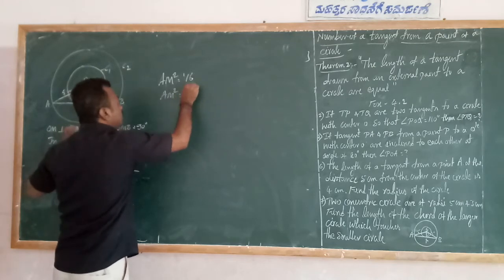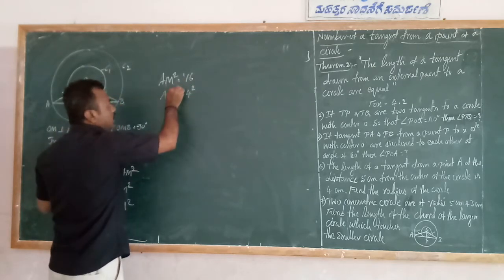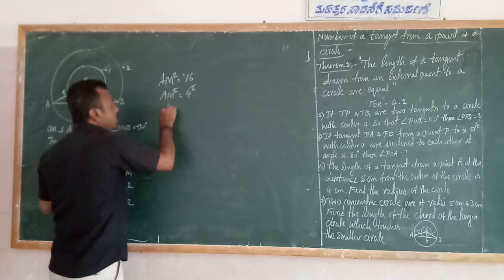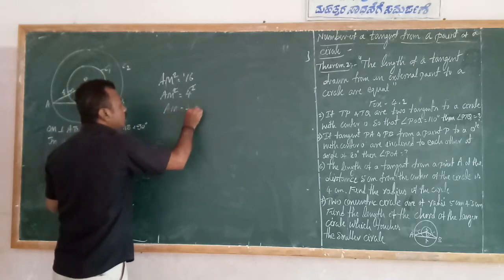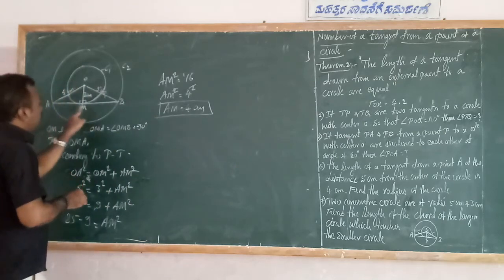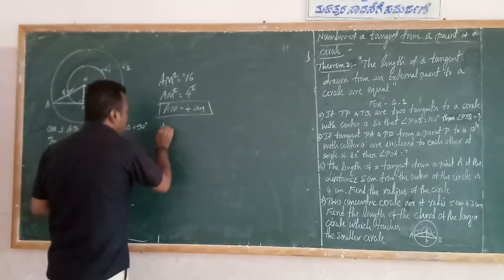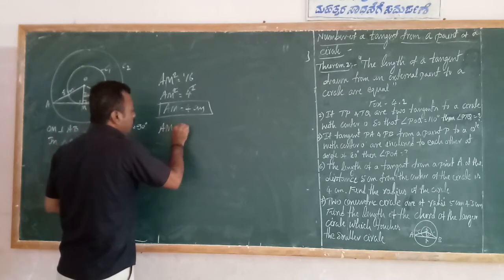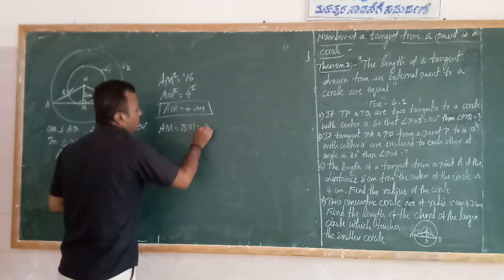AM square is equal to 16, which can be written as 4 square. The squares cancel, remaining AM is equal to 4 centimeter. See friends, AM is equal to 4 centimeter. So AM is equal to BM. Why? AM is equal to BM, which is 4 centimeter.